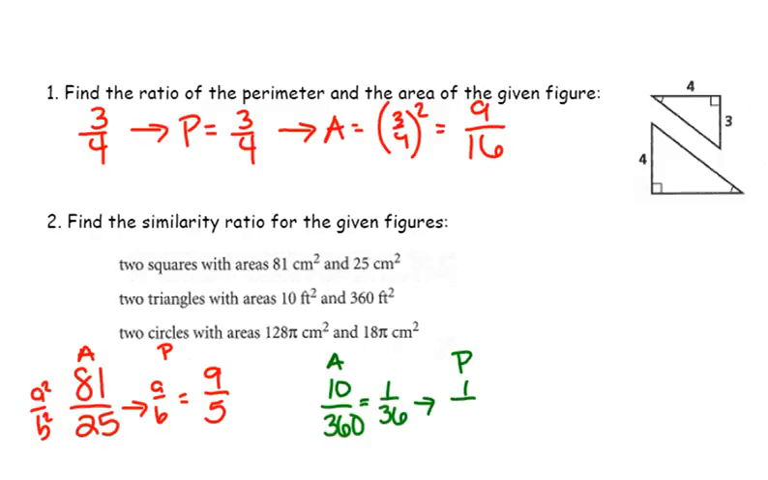Square root of 1 is 1, the square root of 36 is 6. So this would be my scale factor. That would be my similarity ratio.